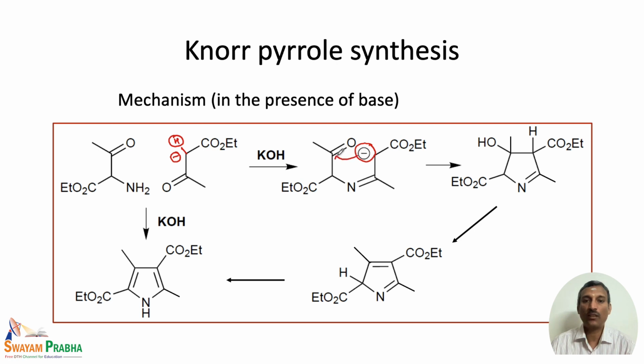So, this attacks this electrophilic carbon, and the cyclization actually takes place, and this is the different mechanism by which the cyclization occurs in the presence of a strong base. Whatever may be the reagent we are using, the reaction actually proceeds in a different direction, but gives the same product, the same pyrrole derivative as the final product.